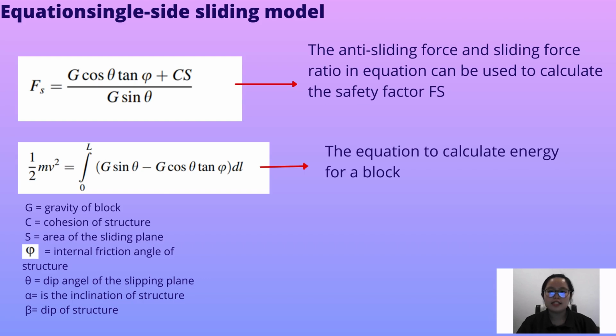Equation, single-side sliding model. The first equation is the ratio of anti-sliding forces to sliding forces. The equation can be used to calculate the safety factor Fs. And the second equation is the equation to calculate the energy for a block. G is the gravity of the block, C is the cohesion of the structure, S is the area of the sliding plane, and phi is the internal friction angle of the structure. Theta is the dip angle of the sliding plane. Alpha is the inclination of the structure, and beta is the dip of the structure.